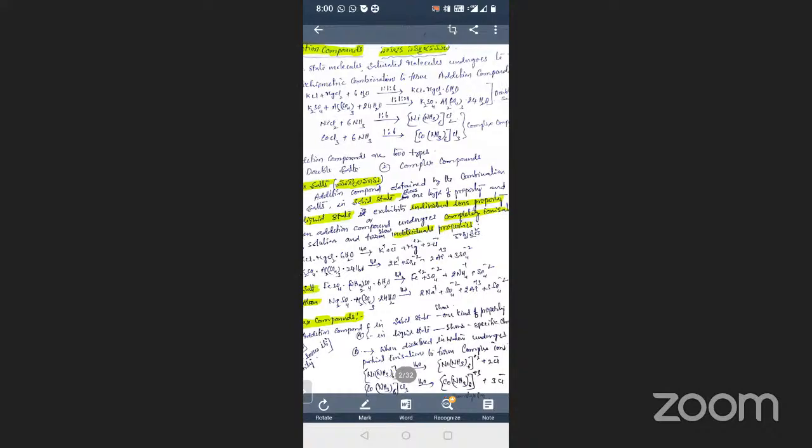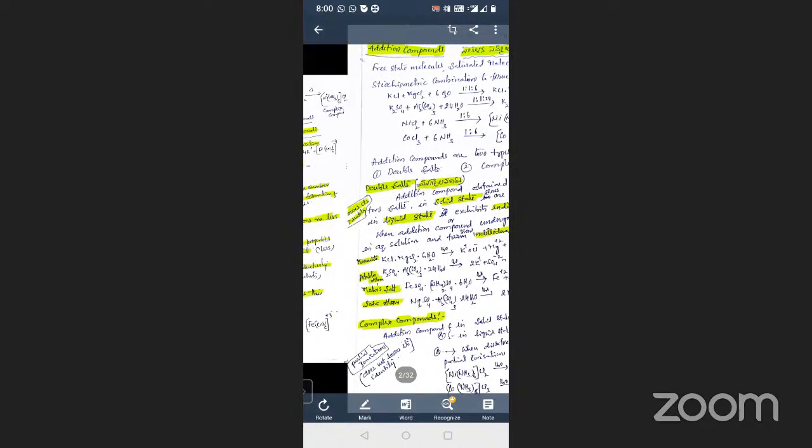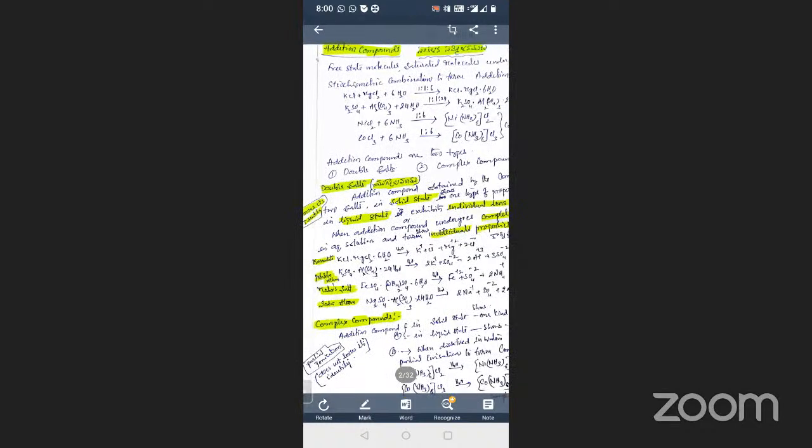Some appear to be of one kind, and the others appear to be of another kind. Now we will classify the addition compounds into two types. One is double salts, the second one is complex compounds. One is a double salt, called yugma lavanalu in Telugu. The second one is a complex compound, called samslishta sammelanalu in Telugu.